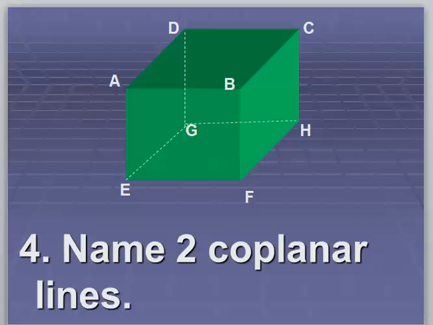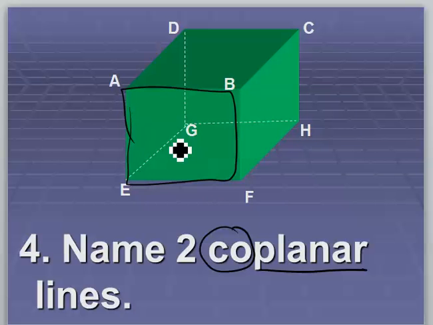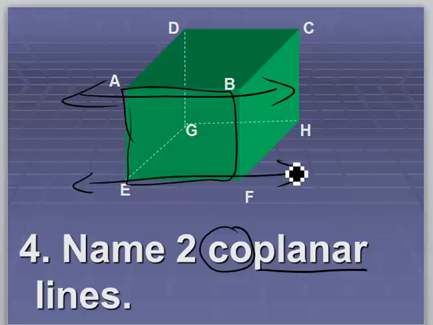Name two coplanar lines. Remember, co means together or the same. So these are on the same plane. Our planes are the faces of our box, so the front of the box is a plane. So I could use AB and EF. Those are both on the front of the box. Also remember that parallel lines are coplanar. So if you pick parallel lines, then you're naming coplanar lines.